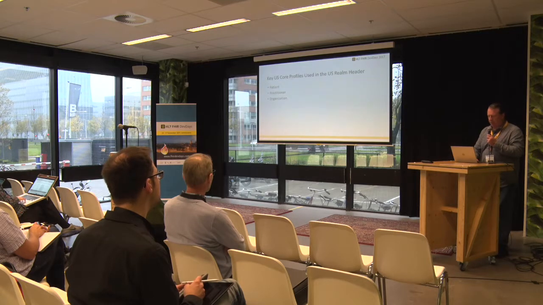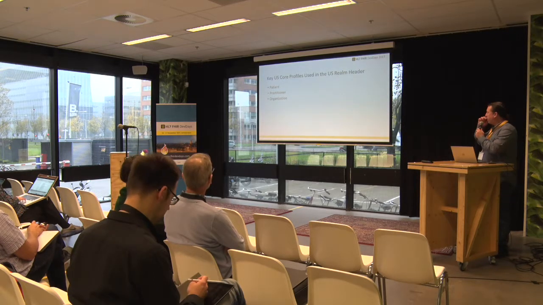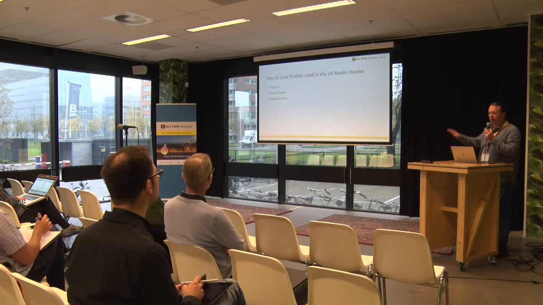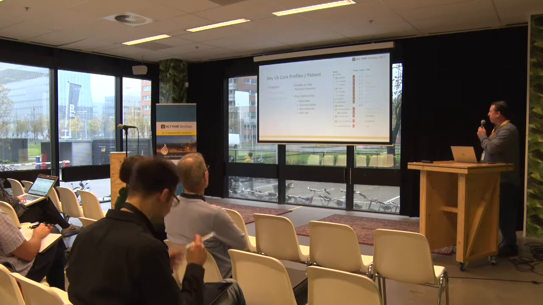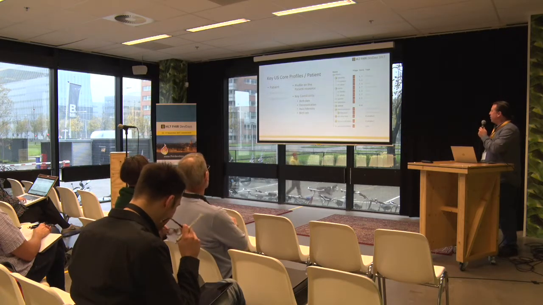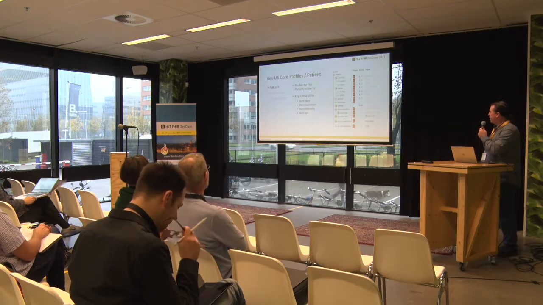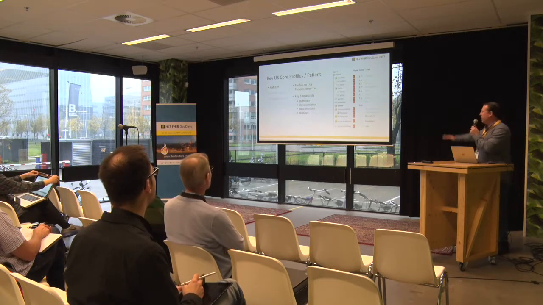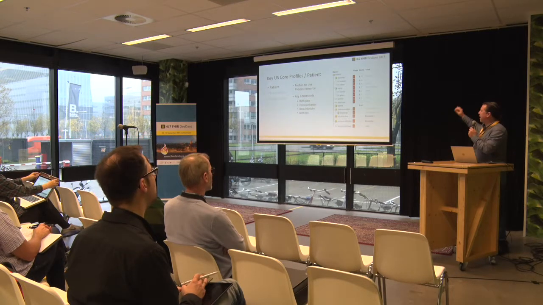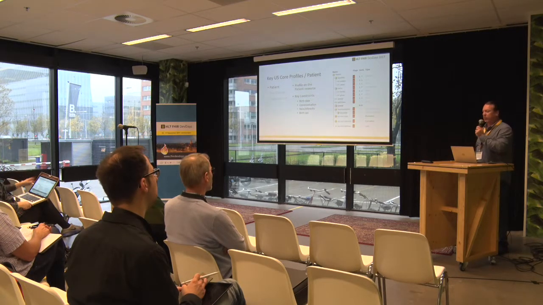Some of the key profiles that are used in the US Realm header are patient, practitioner, and organization. I'll go through those in a little bit more detail here. So the patient resource, basically it's a patient profile. It's a profile on the patient resource itself. And typically the pattern that we've done in US Core is there's a lot of information that's available in the patient resource. What we've done is we've flagged the ones that systems in the US must support.